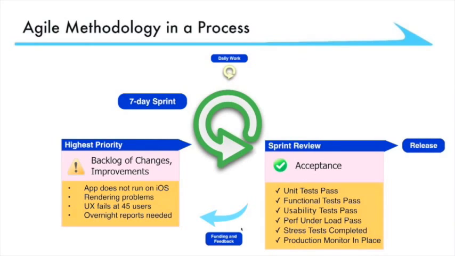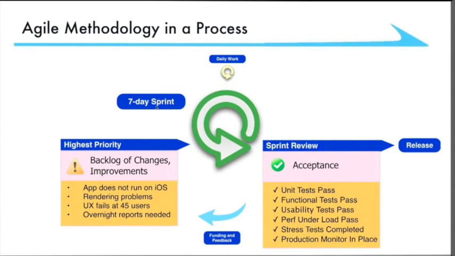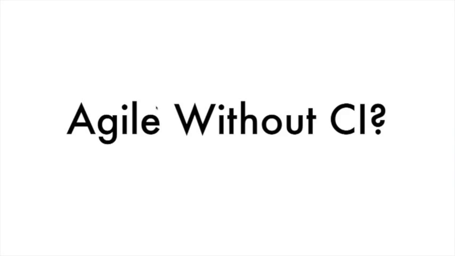All of the things that don't pass acceptance then go back into the backlog and are dealt with in the next 7-day sprint. So why would you do Agile without continuous integration? Well, I would put it to you that continuous integration is kind of a natural outcome of the Agile Manifesto.